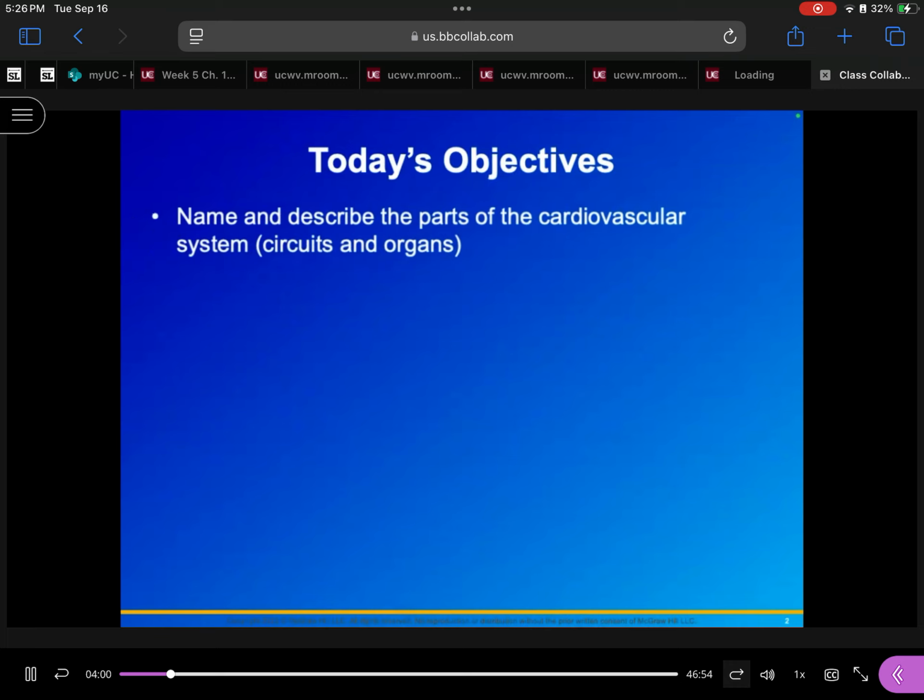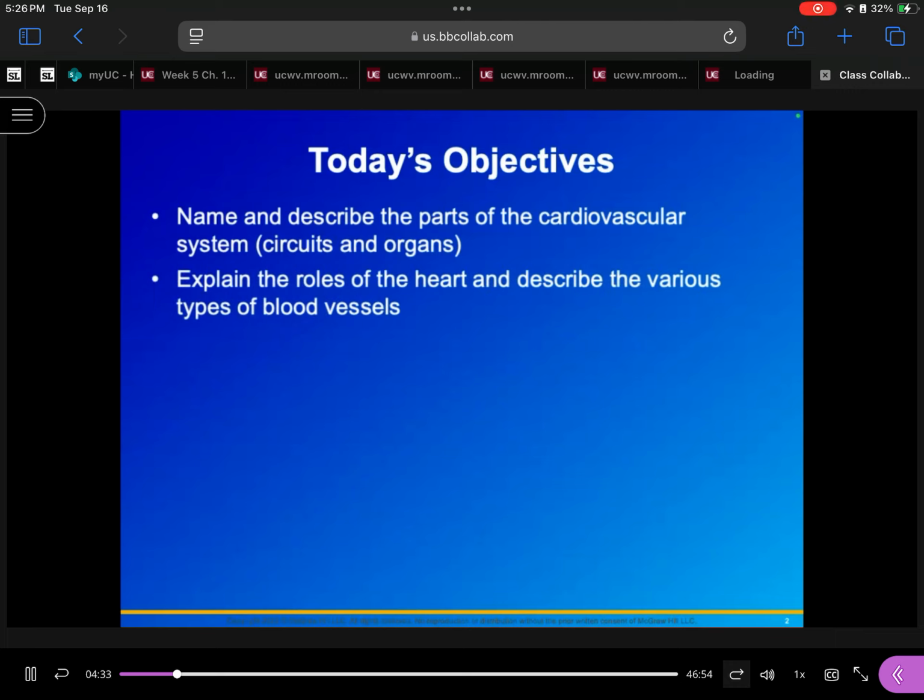All right. Looking at today's objectives, woohoo, the heart. Name and describe the parts of the cardiovascular system, including both the circuits as well as the organs. When we think about a circuit, we have two primary circuits of the heart. You also have a circuit within the heart, which is coronary circulation, but you're going to have a pulmonary circuit and a systemic circuit. That helps make sure the blood is oxygenated and gets rid of CO2, but also that oxygen is taken to the tissues and CO2 is removed from those.